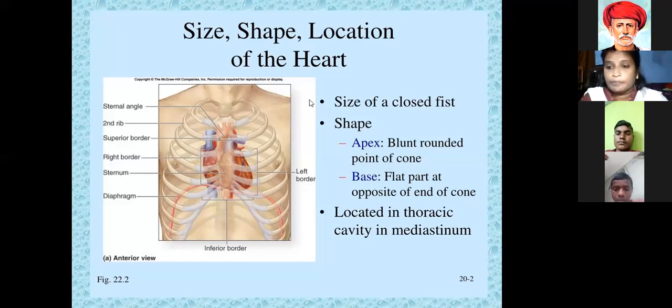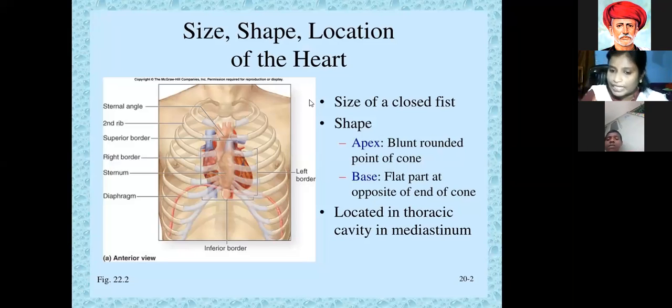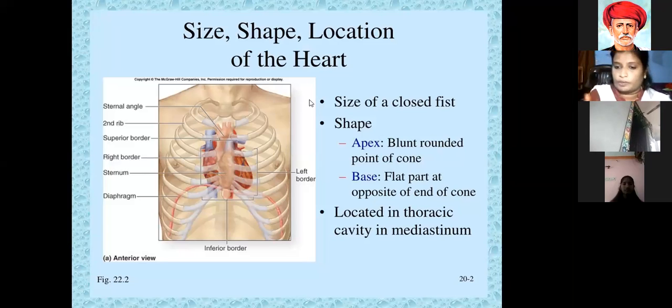Next, the shape of the heart has an apex, an upper part and a lower part. Apex is a blunt rounded point of a cone, and the base, the lower side, is flat, at the opposite end of the cone. The heart shape is a cone-like structure, ma'am.